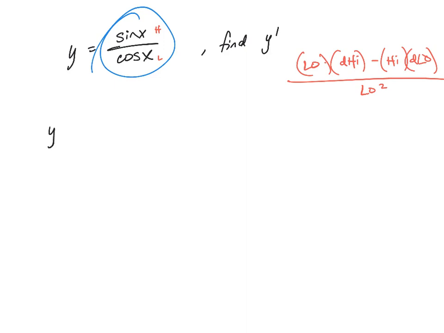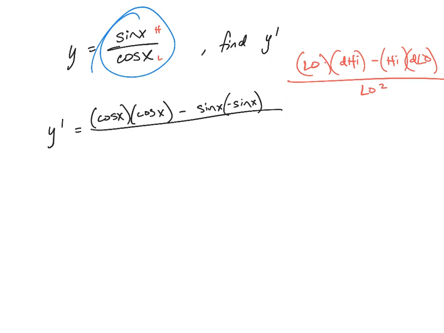So if I want to find y prime, I've got to do the low, so that's cosine x, times the derivative of the high, and the derivative of sine is cosine, minus high, so sine x, times the derivative of the lower one. The derivative of the lower one is negative sine x, all over low low, which is cosine squared x.